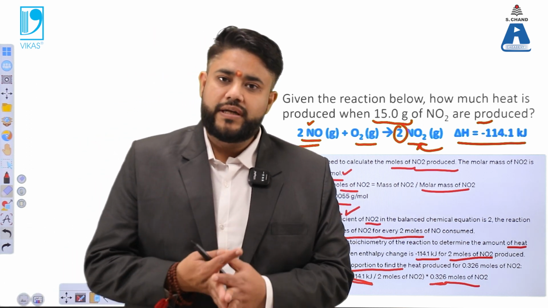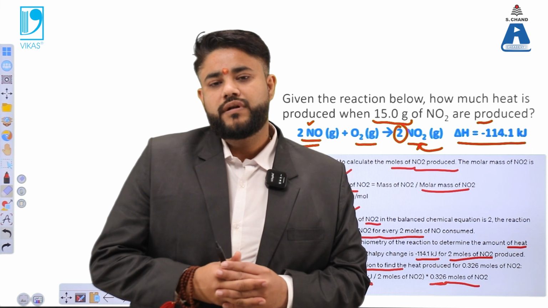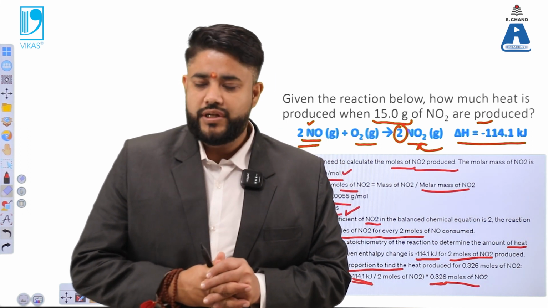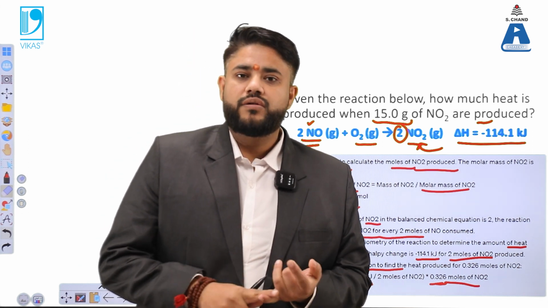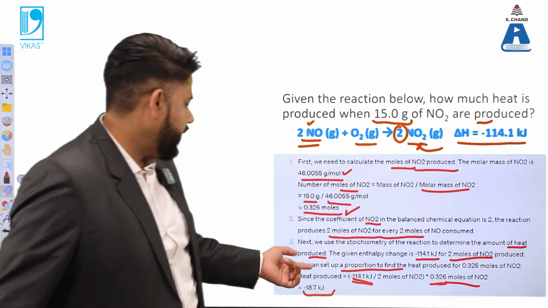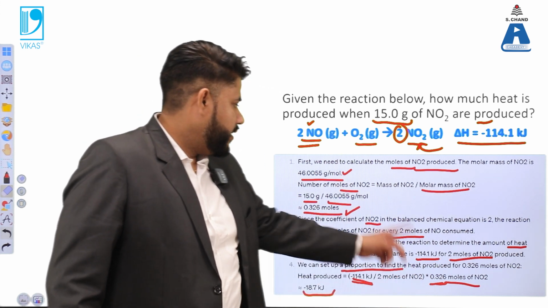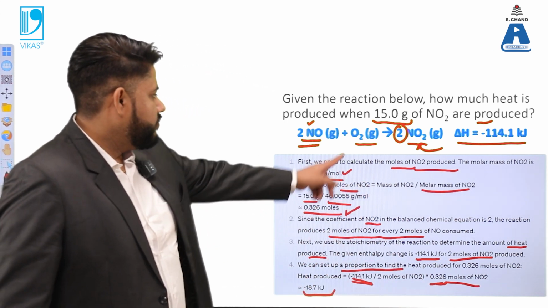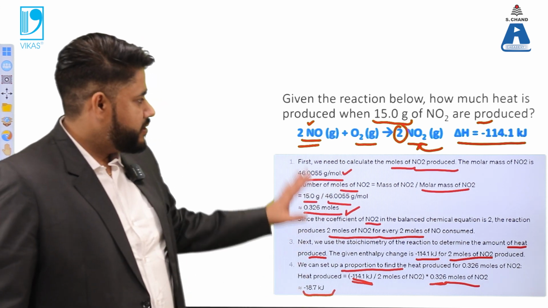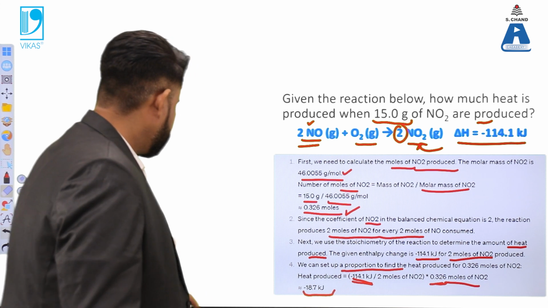So in the stoichiometric analysis, we have to calculate the number of moles initially, and then we need to look at the coefficient. So if the coefficient is 2, as in this particular case, we divide the total amount of heat produced by that coefficient and multiply it with the number of moles that we got from that general convention. So this is particularly the stoichiometric analysis.